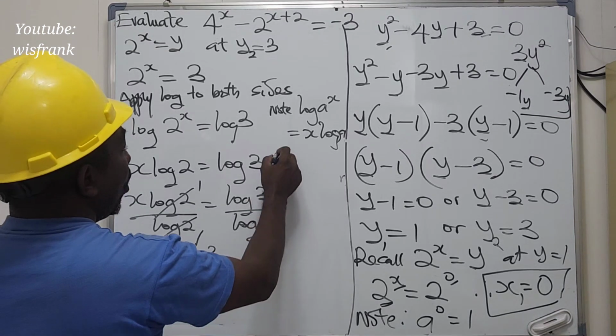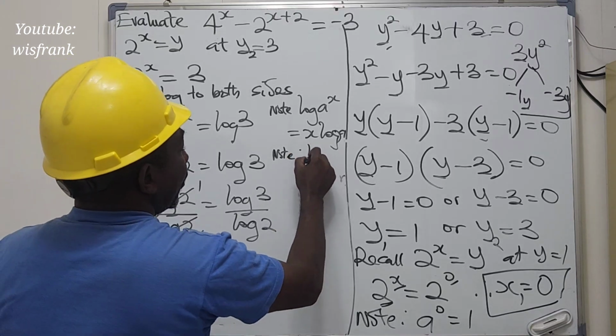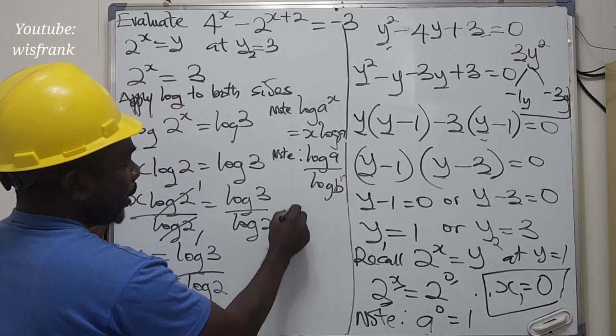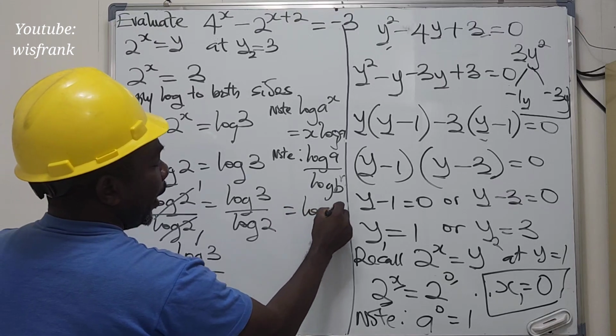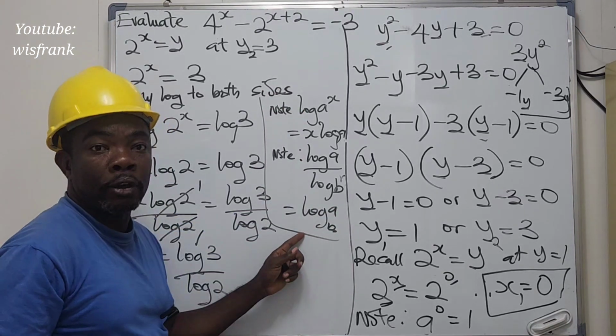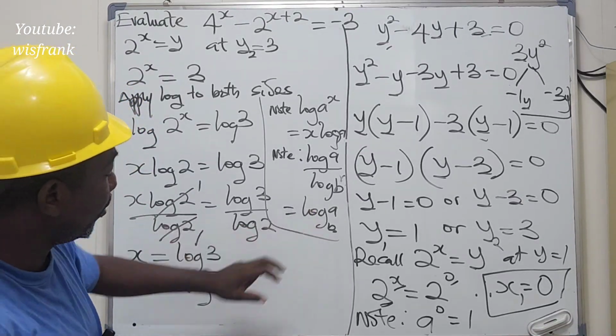So in this case, we also recall, note, when we have log a all over log b is same thing as log a base b. This is change of base method that we are going to use. So we are going to express this in this format.